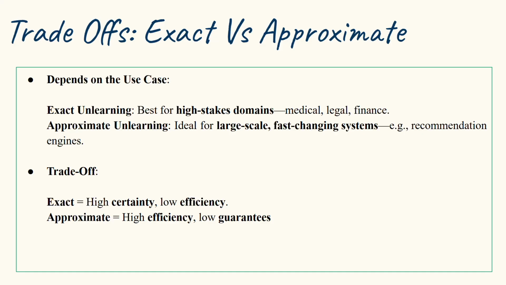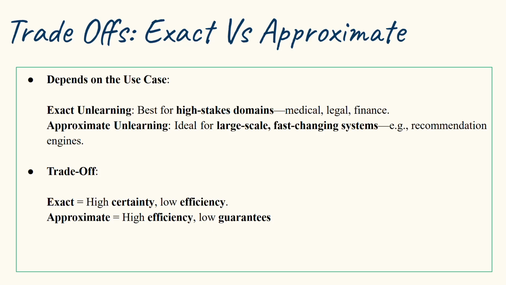To summarize their key difference in plain terms, exact unlearning is about certainty. It gives us a guarantee that the model has truly forgotten, but at a high computational cost. Approximate unlearning, on the other hand, is about efficiency. It gives us a quicker solution, but with weaker guarantees. Which one to use depends on the situation.